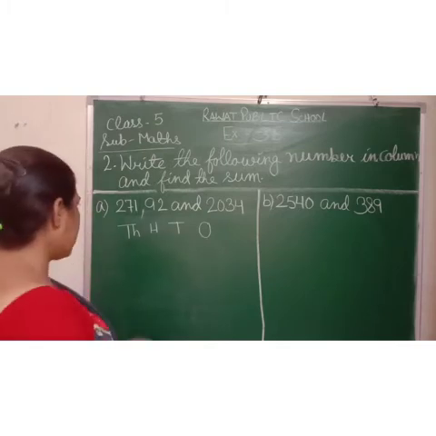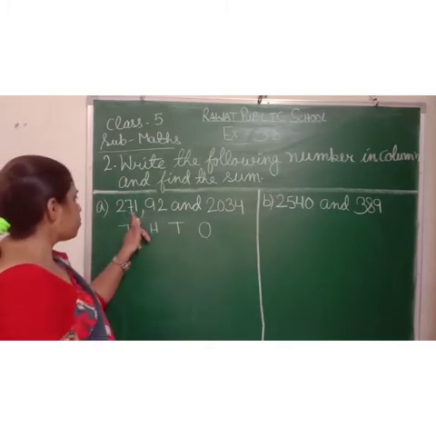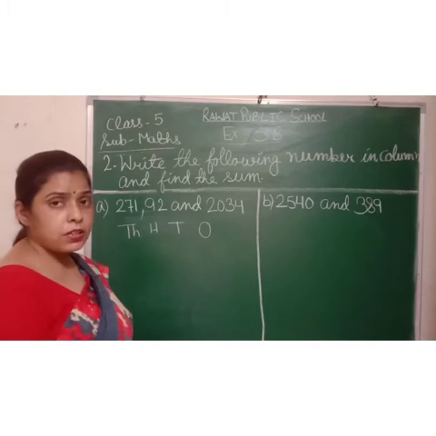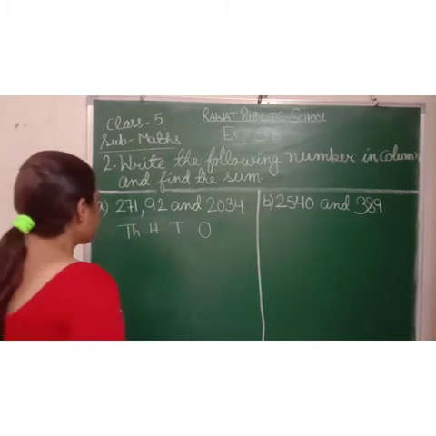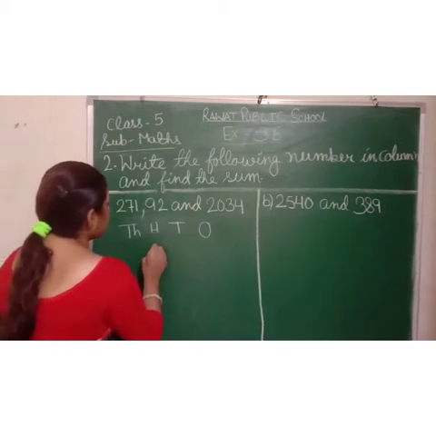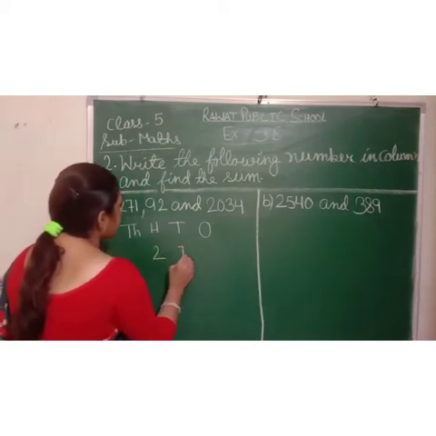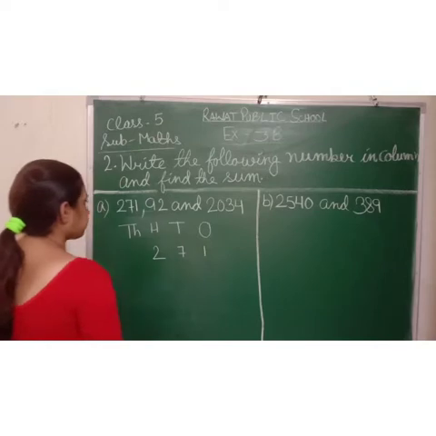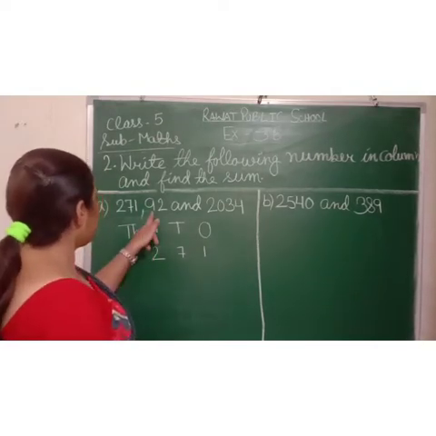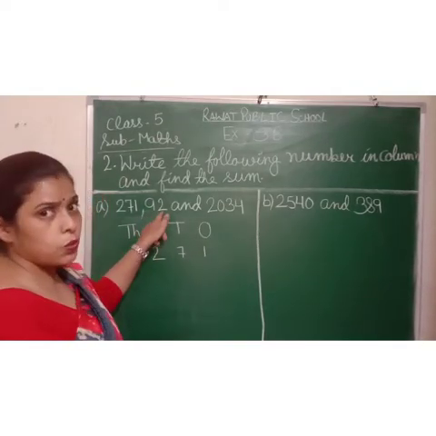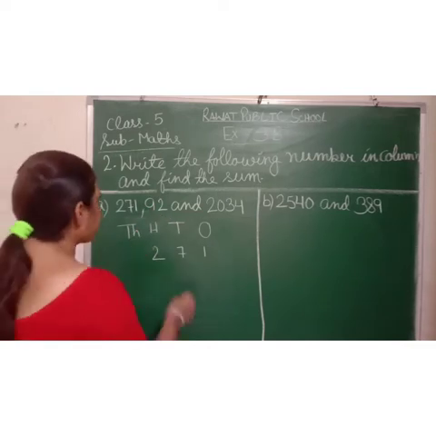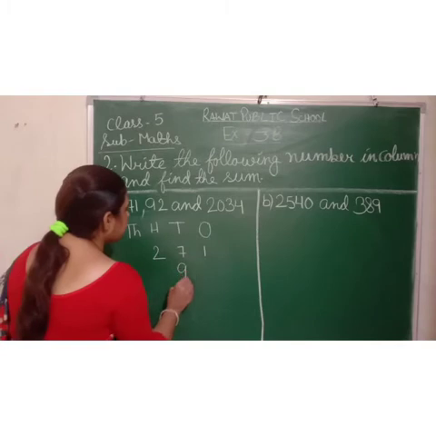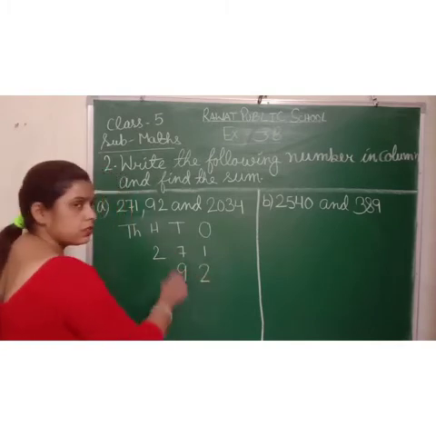Now let us see here. The first number is 271. It means 2 is on the hundreds place. So I am writing it here from the hundreds place. Okay. Now the next number is 92. And in 92, 9 is on the tens place. So I am writing 92 here from the tens place.